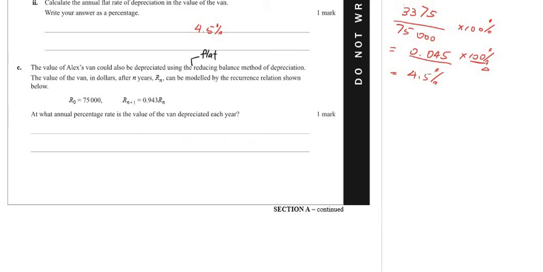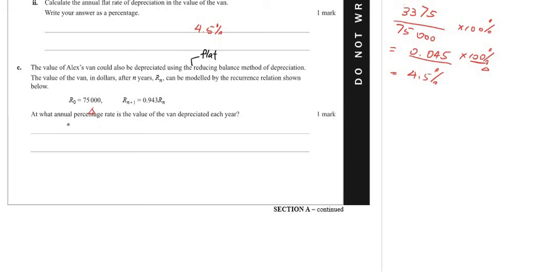If flat rate is about an arithmetic sequence, then reducing balance is going to be a geometric sequence. So flat rate is simple interest and reducing balance is compound interest. So we can say that the value of the LX1 in dollars after n years, Rn, can be modeled by the recurrence relationship shown below. So we have a starting value of 75,000, and then for each year, it is only worth 0.943 of the previous year's value.